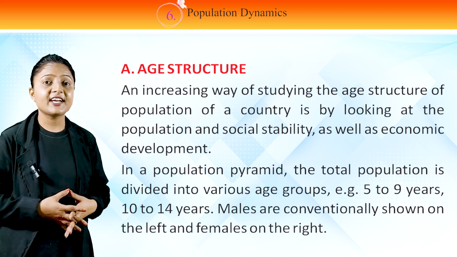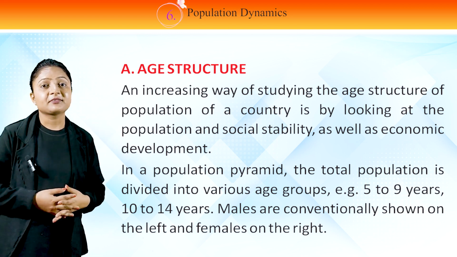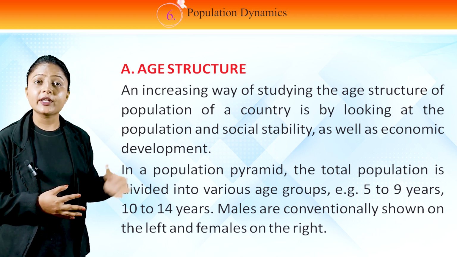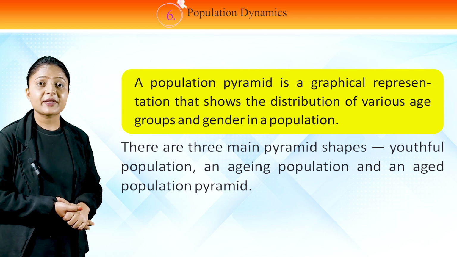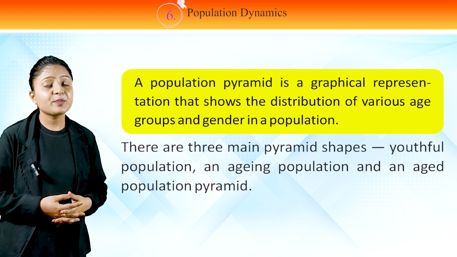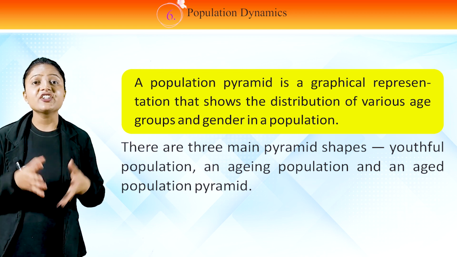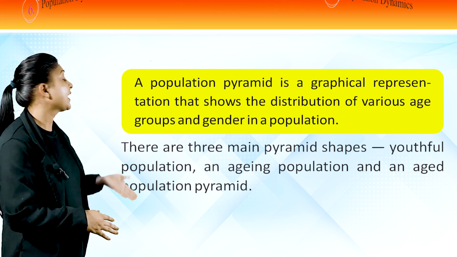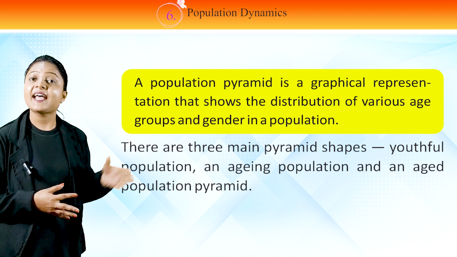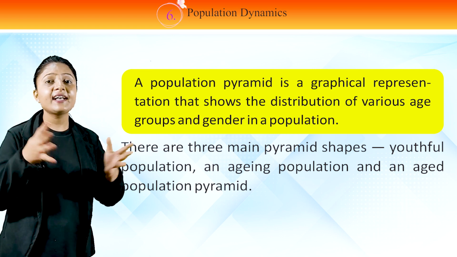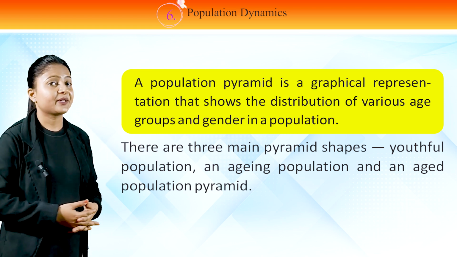Example: 5 to 9 years, 10 to 14 years. Males are conventionally shown on the left and females on the right. The population pyramid is a graphical representation that shows the distribution of various age groups and gender in a population. There are three main pyramid shapes: youthful population, aging population, and aged population pyramid.